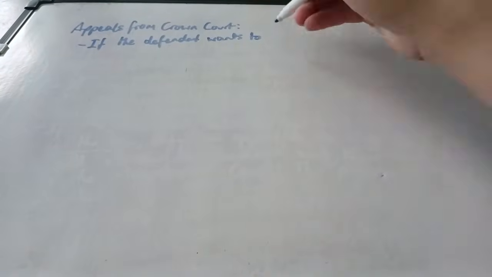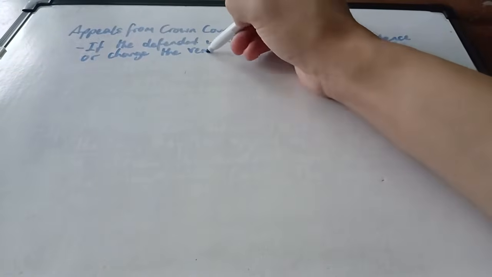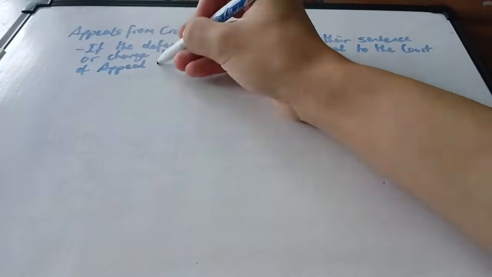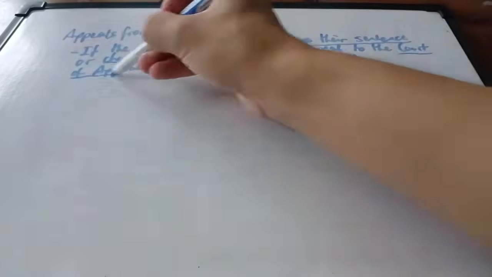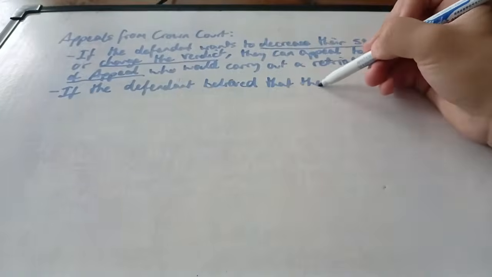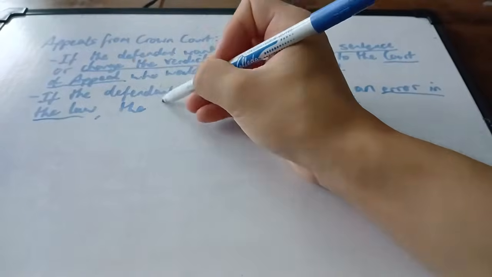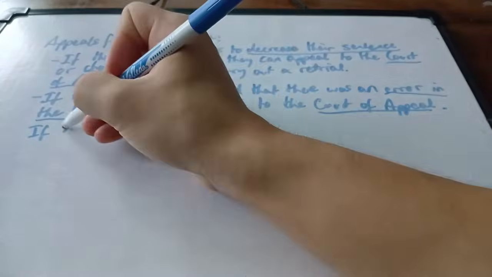Moving on to appeals from the Crown Court. If the defendant wants to decrease the sentence or change the verdict, they can appeal to the Court of Appeal, who will carry out a retrial. If the defendant believed there was an error in the law, they can appeal to the Court of Appeal. If they reject it, it will go to the Supreme Court.